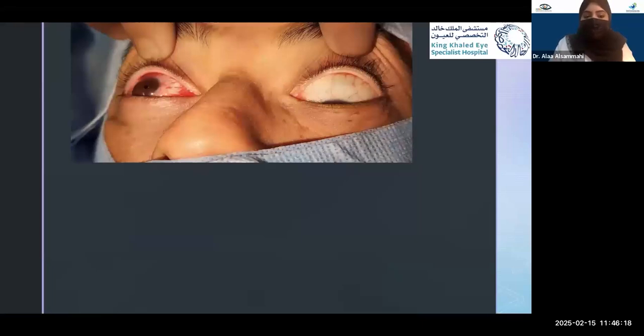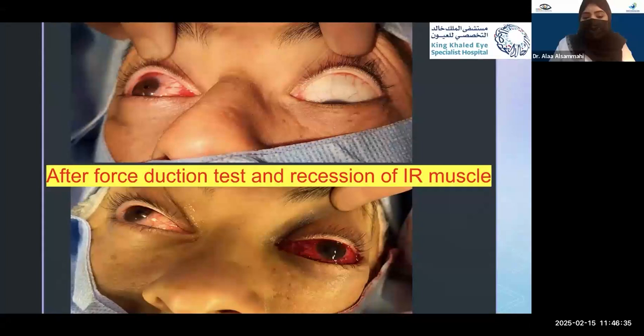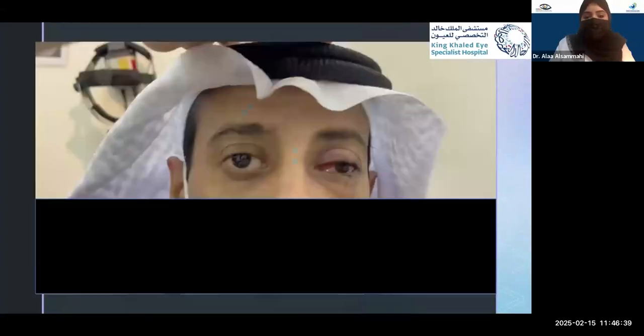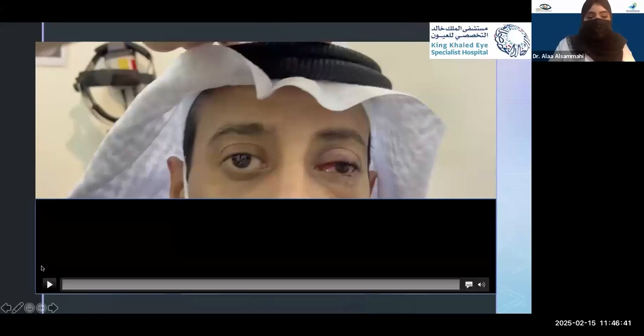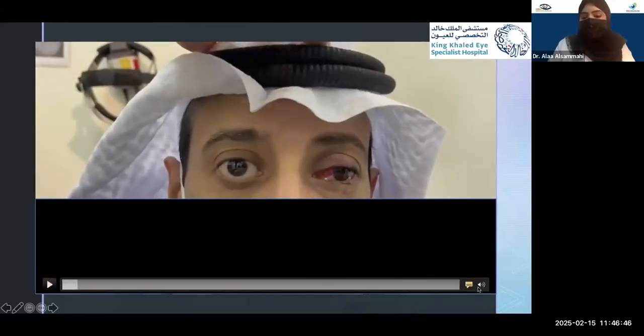The oculoplastic team did the adhesion release, but still the patient was hypotropic on the table. So Dr. Sesma and his team did the force reduction test. It was positive. So we decided to do exploration of the inferior rectus muscle and recession of the inferior rectus muscle. And this is the immediate result while the patient was on the table. This is Dr. Sesma's OR. So this is the first visit in the post-op clinic. We can see the significant improvement of the hypotropia of the left eye.